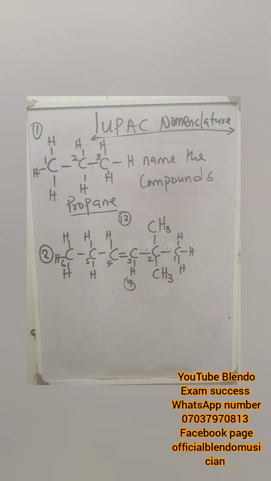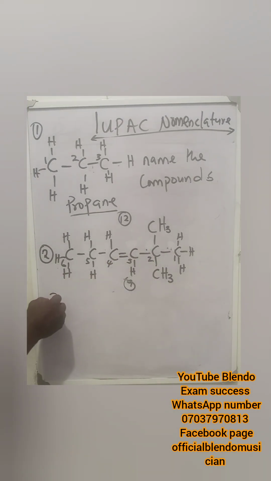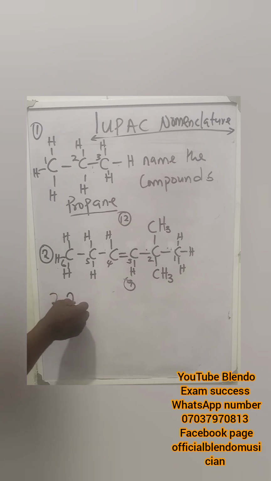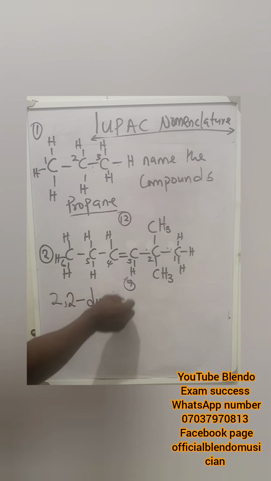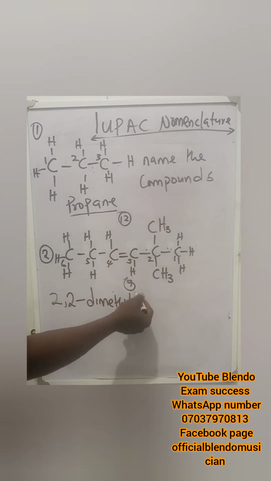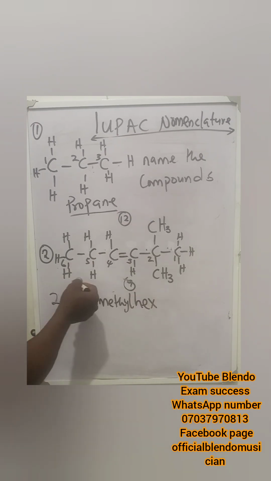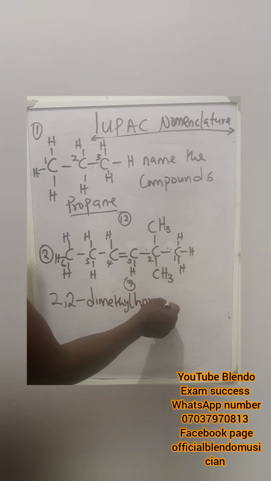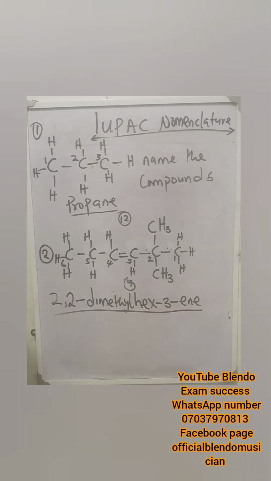So we clean the top numbering and we name it 2, 2 because carbon 2 is carrying 2 methyl groups. That is alkyl group. 2, 2. And when you use 2, we have di. We use di for 2. So 2,2-dimethylhex-3-yne because at carbon atom 3 is where we have the triple bond.